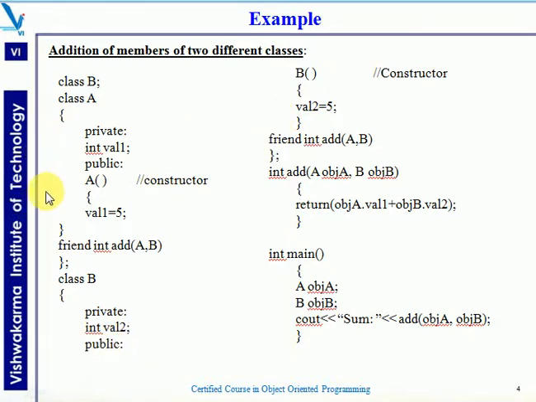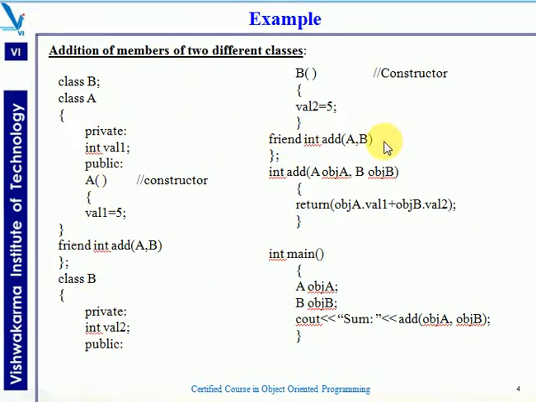In class A we have used a constructor. Why do we use a constructor? To initialize the variables. Here we have initialized val1 with the value 5. Now we are adding this val1 with val2. These two values are in two different classes, class A and class B. So we can do this using the friend function.